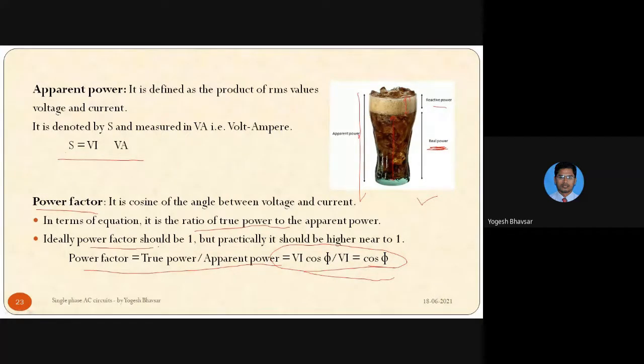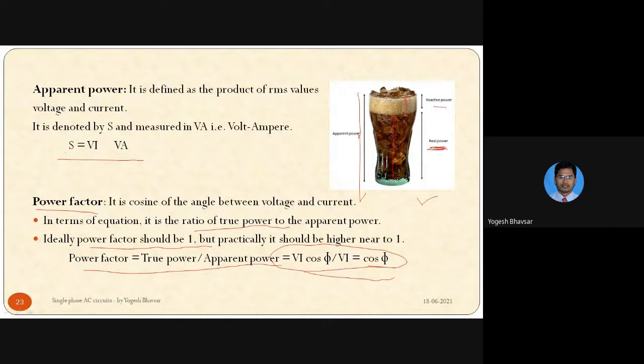So ideally the power factor should be 1, unity, but practically it should be higher or near to 1. Practically it is not possible that it is always 1, even if it is a purely resistive or a combination of any RL, RC circuit. So it may be less than 1. So practically it should be higher and near to 1.